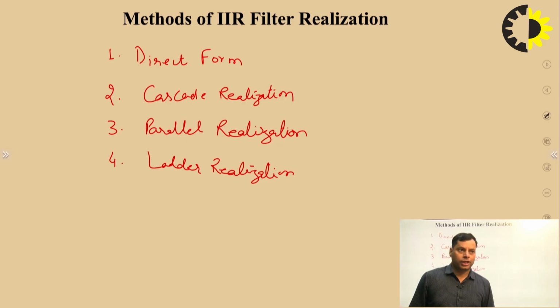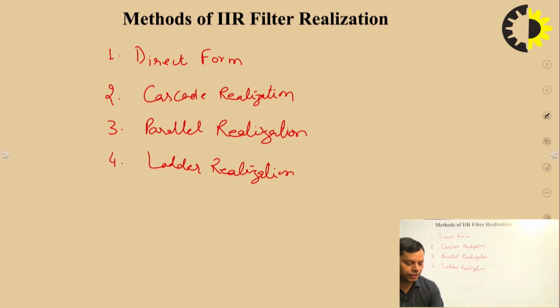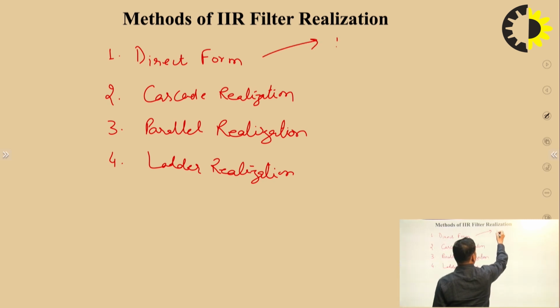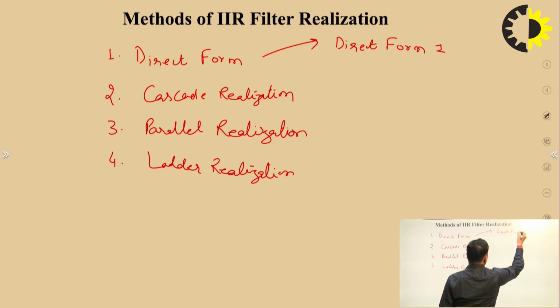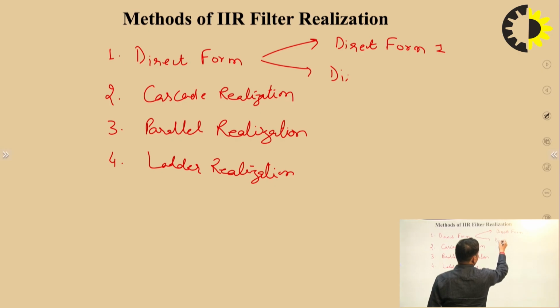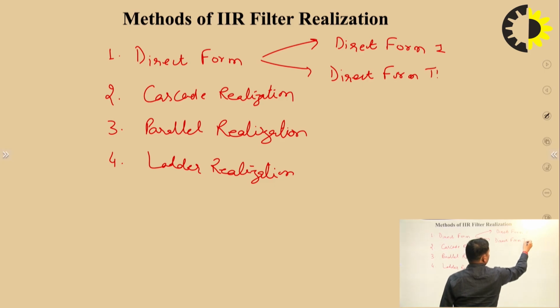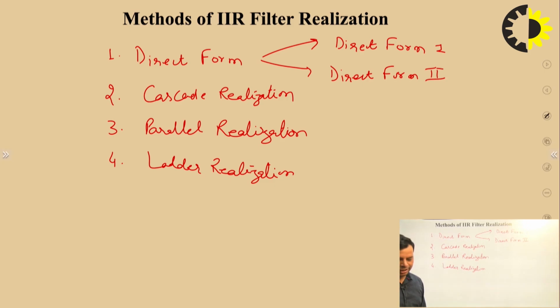So these are the basic four categories. With the help of these four methods, we can design, we can realize any IIR filter, where the most popular is the direct form realization. The direct form realization is further classified into two categories, that is the direct form 1 realization and the direct form 2 realization.